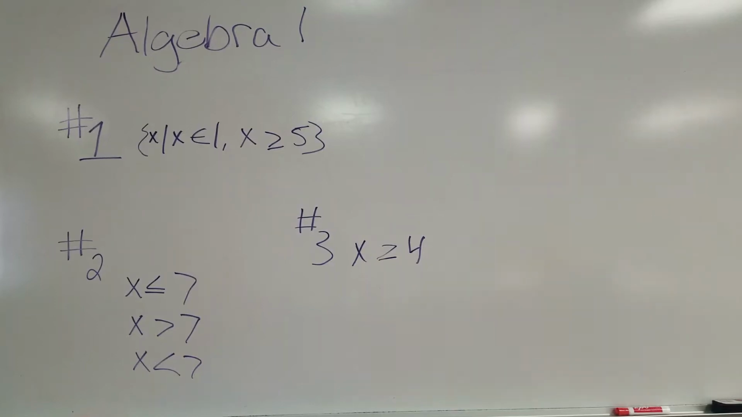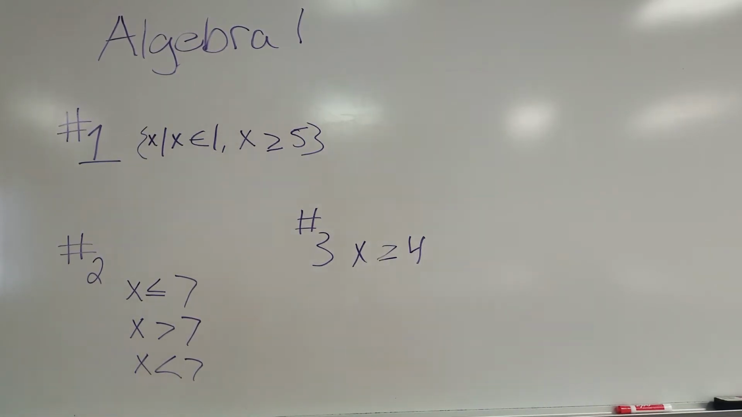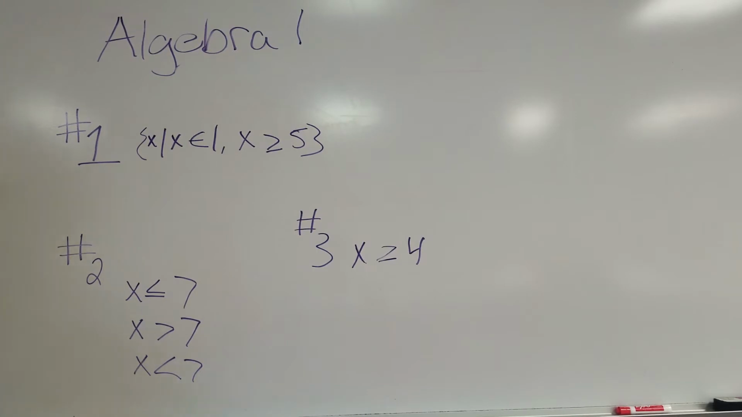This is the study guide for Algebra 1, Unit 4, the unit called Inequalities. So we're going to start with some problems about sets. Number 1, they want to say, use the listing method to represent the following set.